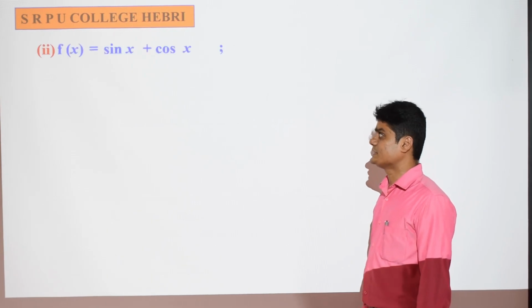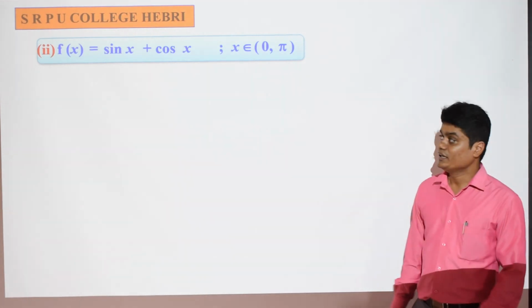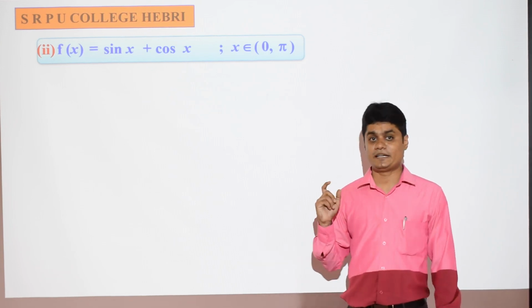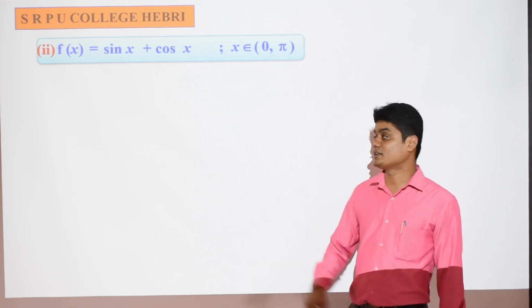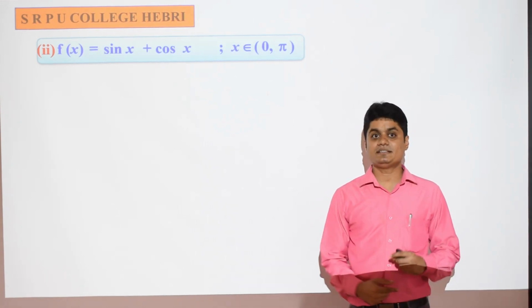So next question. F of x is equal to sin x plus cos x. The interval is 0 to pi. The same procedure applies here. So you have to find out the critical points. You have to find out the values of f of x at the critical point and at the extreme values of the interval. I'll repeat the same work once again.